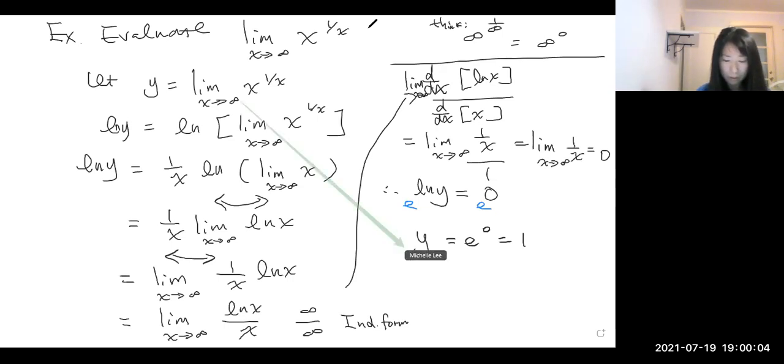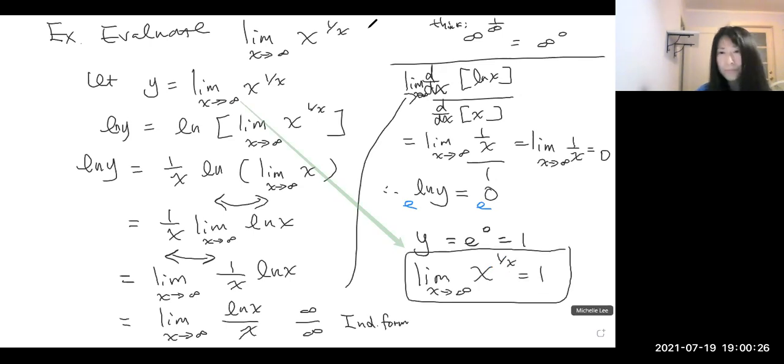Okay, so we have the question. The limit as x approaches positive infinity of x to the 1 over x is 1. This is the final answer. Okay? Let me erase this one.